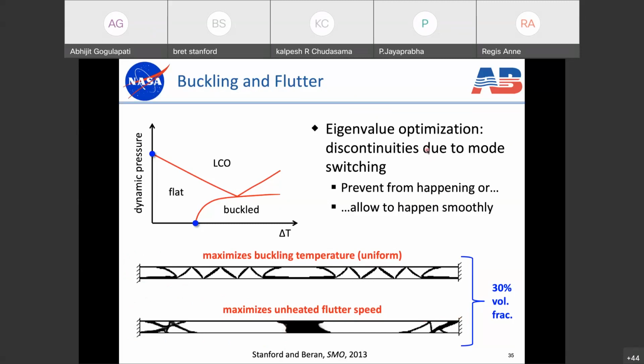One of the issues that we can run into is discontinuities in the design space due to mode switching, where the identity of the critical mode can change during the design optimization process and lead to discontinuities in the design space. And there's various techniques that we can use to try and prevent that from happening.